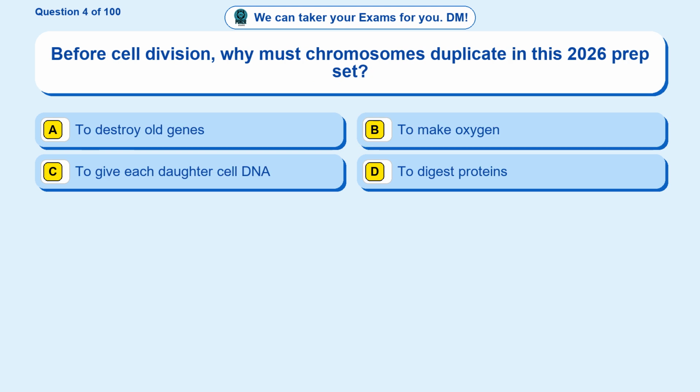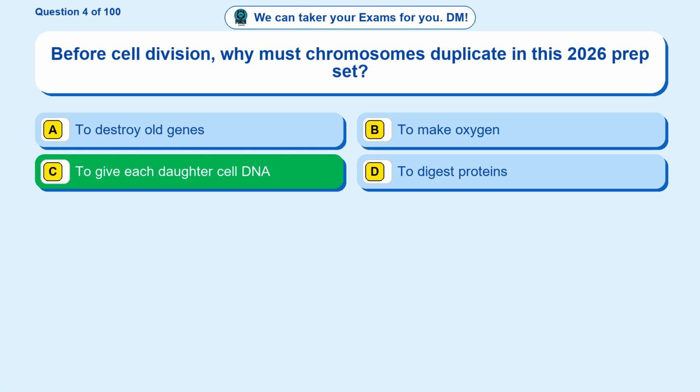Question 4. Before cell division, why must chromosomes duplicate in this 2026 prep set? Option A, to destroy old genes. Option B, to make oxygen. Option C, to give each daughter cell DNA. Option D, to digest proteins. The correct answer is option C, to give each daughter cell DNA.